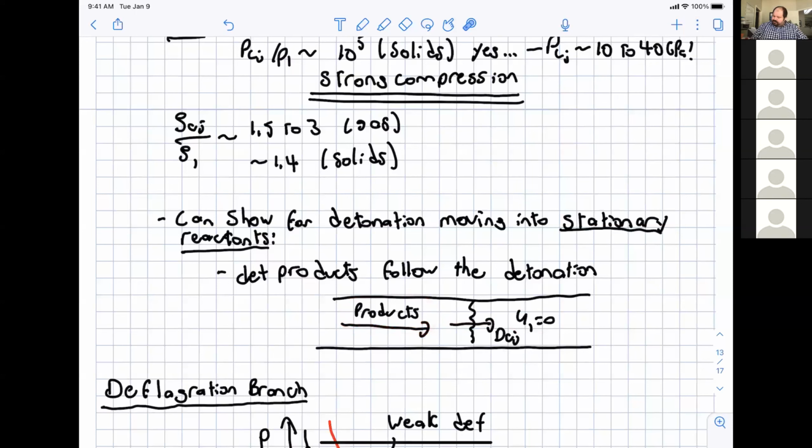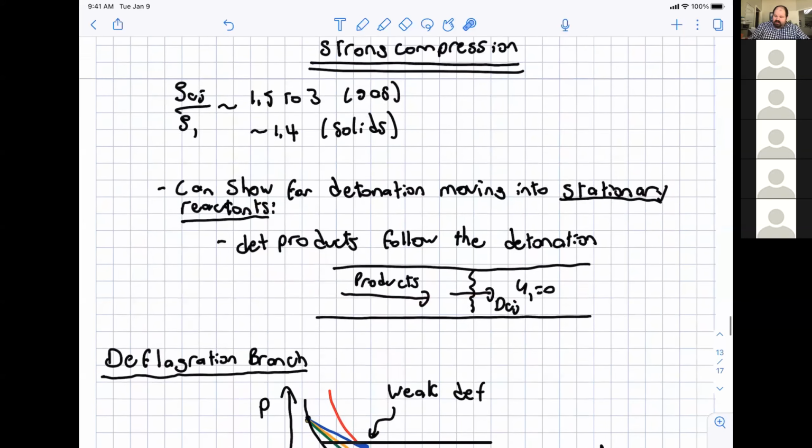Okay, and so are there any questions with this? Okay, and then we will finish up by discussing bulk properties of the deflagration branch on Monday, and then we will start getting into the structure of the detonation wave itself. Are there any questions?